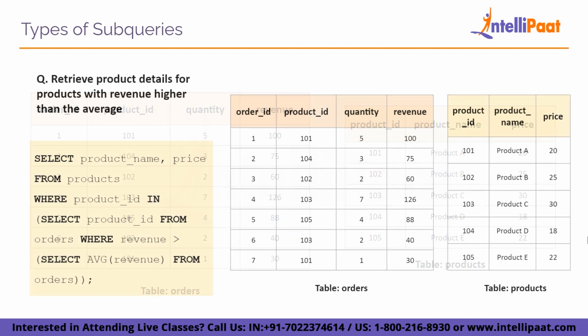Right? So here is the query. Here the nested subquery first calculates the average revenue across all orders, and then the outer query fetches product details for products with revenue higher than the average. So by running this whole query, you will get an idea about how your products are performing in terms of their revenues.